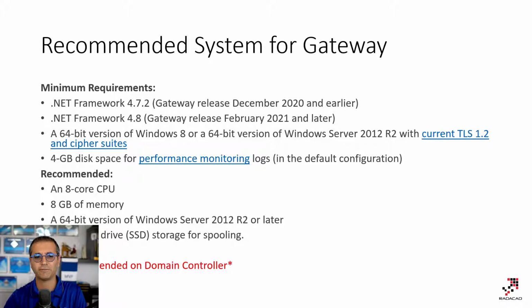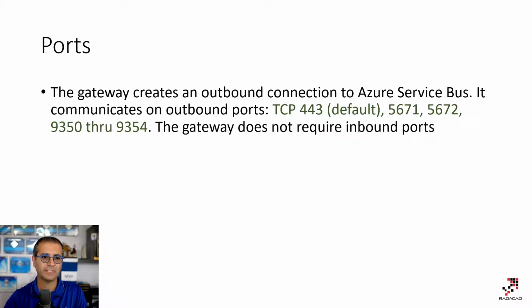Usually it's the .NET framework. The most up-to-date version of that is better. You need an 8-core CPU and 8 GB memory. That is the recommended setup. And it is not recommended to install it on a domain controller itself. Usually the network team and the IT team wouldn't allow you to do that anyway, because that's usually the most sensitive server in the whole local domain.